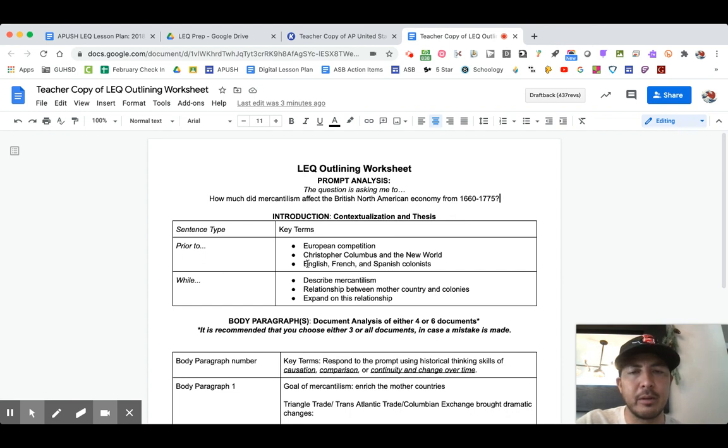Then I'm going to talk about our three most important colonial actors, since it's talking about this colonial thing: the English, French, and Spanish. And then I'm going to start turning this prior to from Christopher Columbus and generally stuff that happened in 1492 and the 1500s. I'm going to really start focusing on the English. Okay. And so now I'm going to describe mercantilism and the mother country and the colonies, right? And I'm getting there. You're going to see this. I'm not being too specific to give answers about the changes because that's going to be in my body paragraph. I'm just being general about what the definition of mercantilism is, right? And I'm going to expand on this relationship. So that's what I'm going to be doing in these six sentences of my prior to.